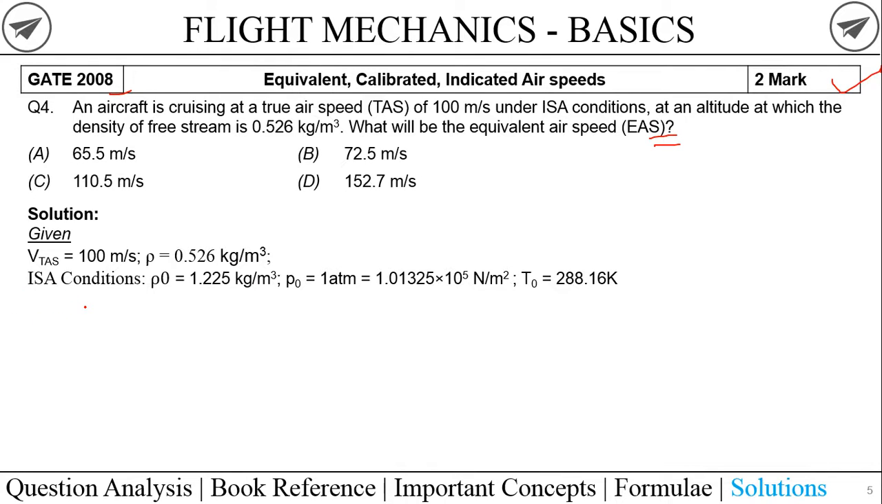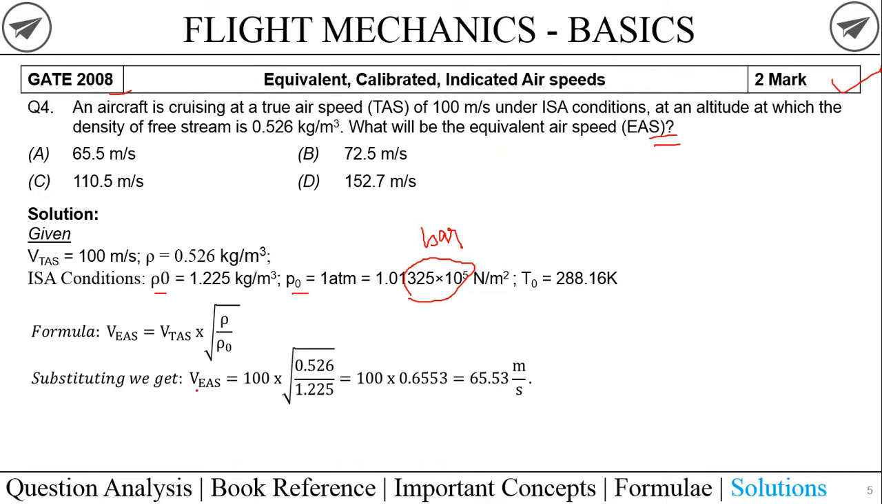Similarly, they have mentioned international standard atmosphere conditions at sea level. So we can consider the standard atmosphere conditions, that is rho naught is equal to 1.225 kilogram per meter cube, and P naught is 1 atmosphere, which is also 1.01325 into 10 to the power 5 Newton per meter square, or we can write it as bar. And here T naught is the temperature at sea level, which is 88.16. We know that the formula for VEAS is VTAS times the square root of density ratio.